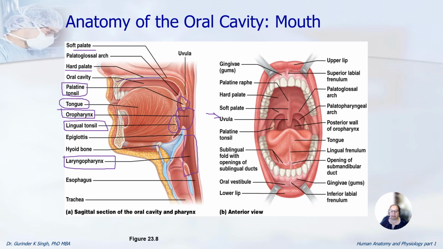Another area I want to mention is called the oropharynx. The oropharynx is this portion, the back of the mouth, and then as it goes down through the larynx region, we call this the laryngopharynx. So this portion is the laryngopharynx, just superior to the esophagus. These are things which were not very easily visible in the other picture we discussed.